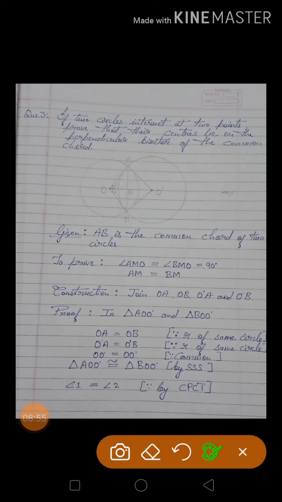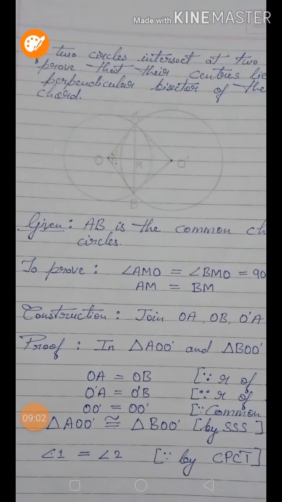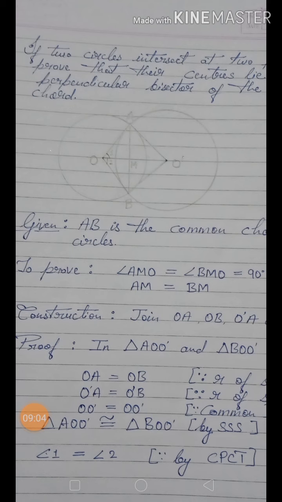Angle AMO is equal to angle BMO is equal to 90 degrees. Means this angle and this angle are of 90 degrees. We need to prove this, and AM is equal to BM, means OO dash is the perpendicular bisector of AB. This we need to prove.